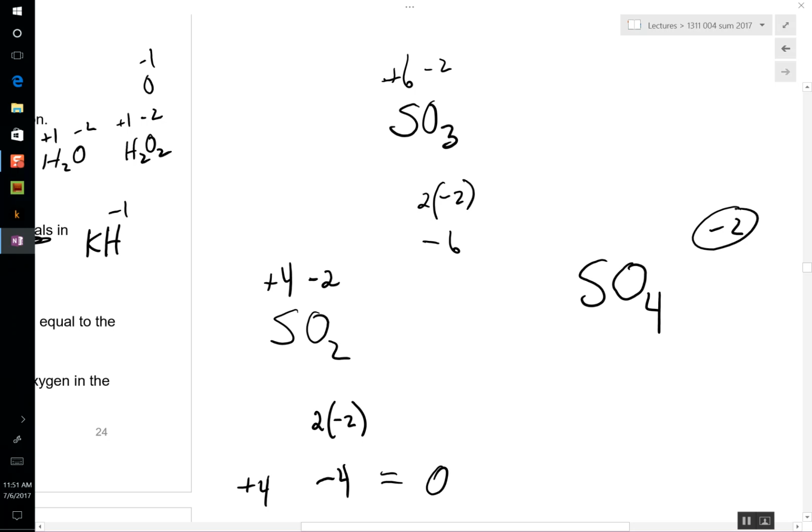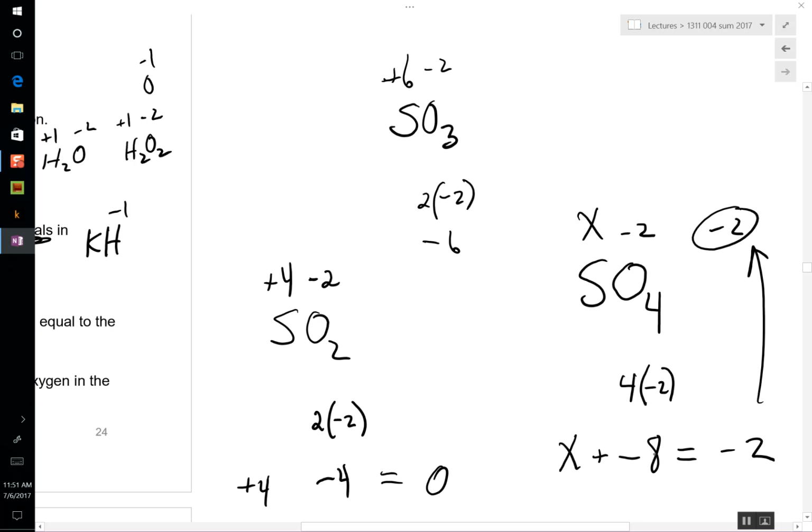It's got a -2 charge. Oxygens are -2. 4 times -2 is -8. So X plus -8 equals -2. All right? So whatever the charge is on that sulfur plus the total negative of the oxygens has to equal the charge on the ion.